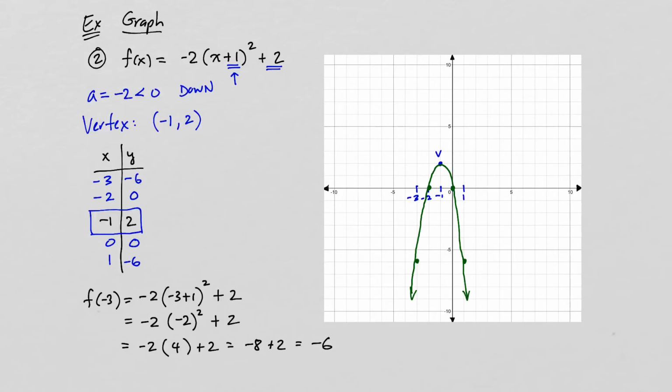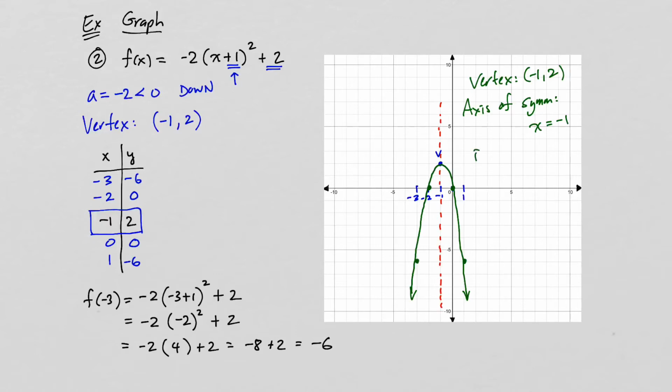Okay? So notice that it does open down, which is what we expected. We can see that it has a vertex at the point -1, 2. Its axis of symmetry is the line x equals -1, and that is this vertical line right here.